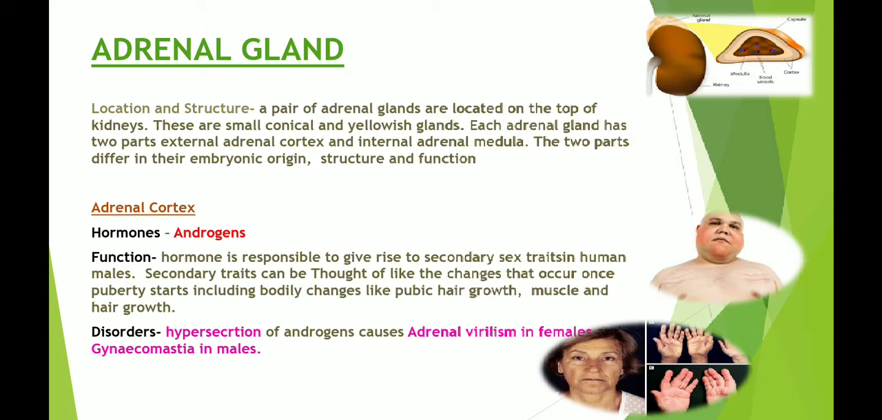Disorders associated with androgen: hypersecretion of androgen causes adrenal virilism in females and gynecomastia in males. Adrenal virilism in females means male-like patterns in the female body, and gynecomastia in males means the breast tissue of the male gets enlarged, so female-like characteristics in males.